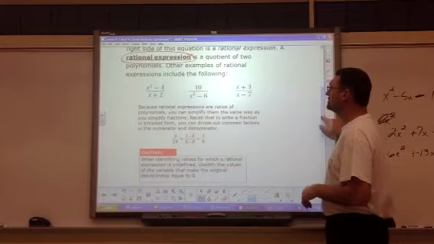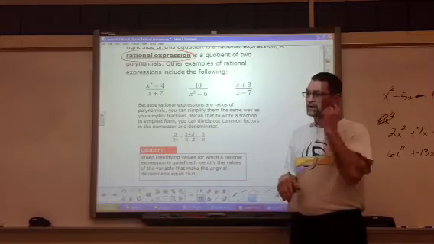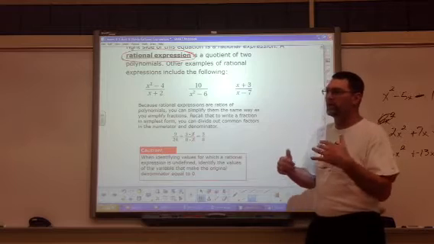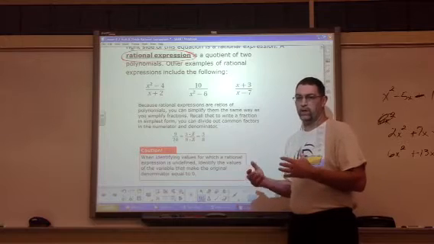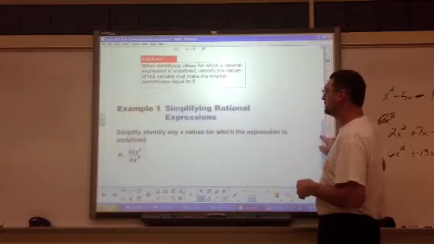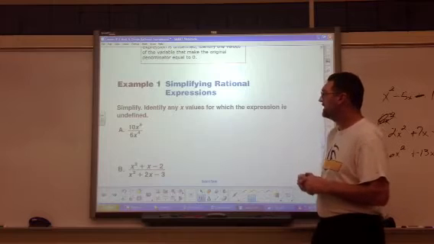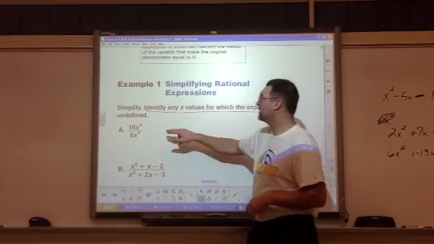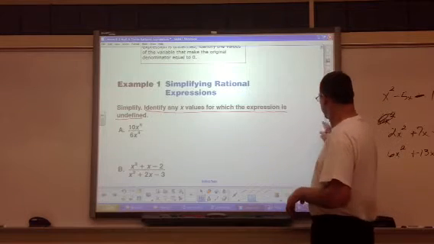The first thing that concerns us when we have rational expressions is the fact that we cannot divide by 0. So our first concern is, okay, what's going to cause the denominator to equal 0? And so what we have to do, when we're talking about domain, is that we can't let the domain be a value to where the denominator is going to be 0. So here they want us to simplify rational expressions, and they want us to identify any values where it's undefined. In other words, when is the denominator going to be equal to 0?